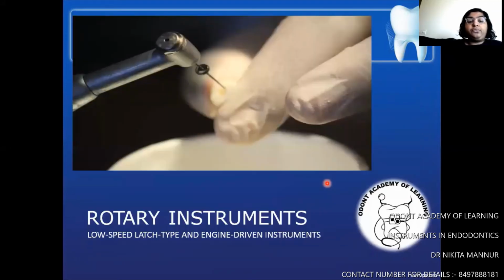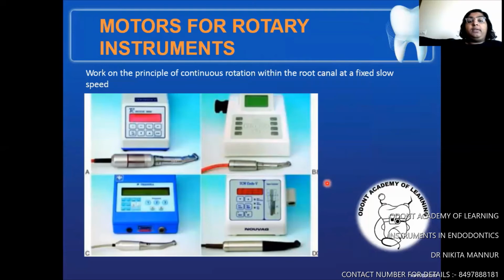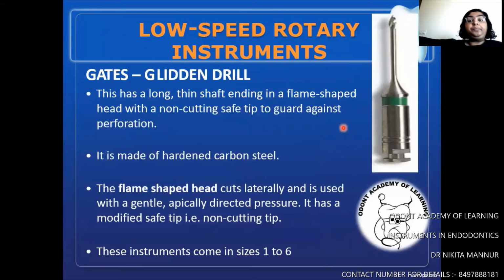Coming to rotary instruments, these are the various motors which are used for rotary instruments, and they work on the principle of continuous rotation at a fixed slow speed.